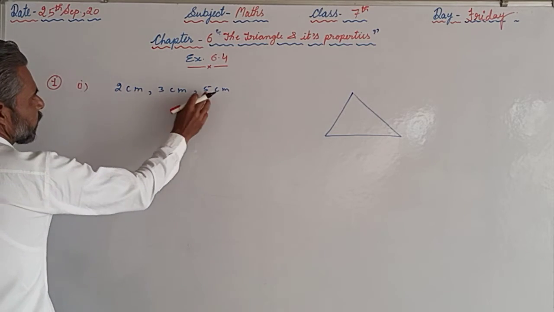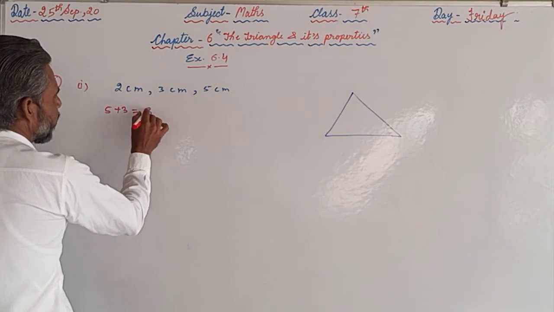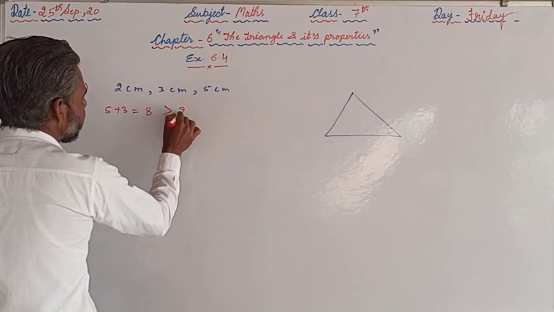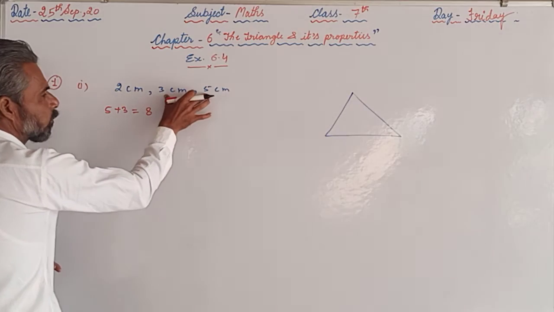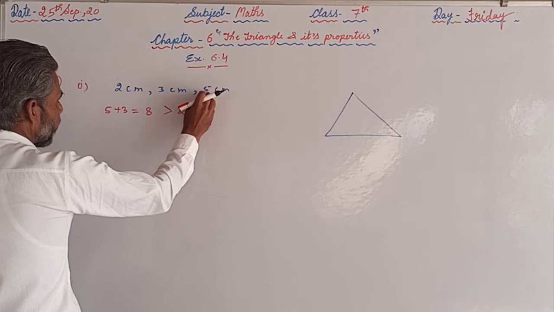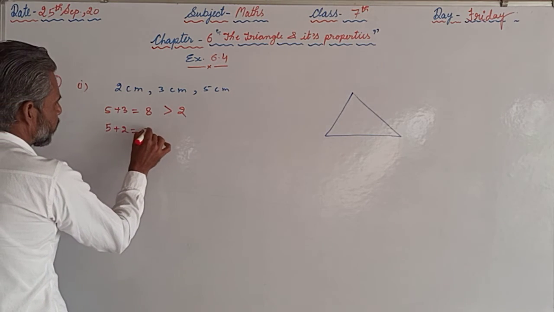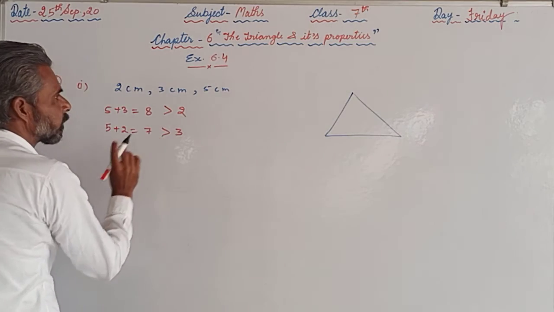So we can see 5 plus 3 is equals to 8, and that is greater than 2. दो side को हमने add किया और ये third one से ज्यादा है. Then 5 plus 2 is equals to 7, that is greater than 3.